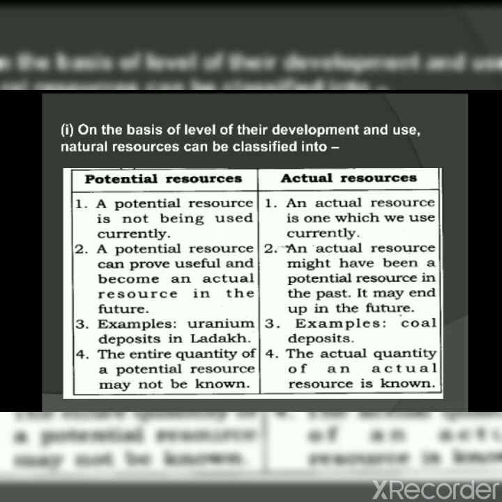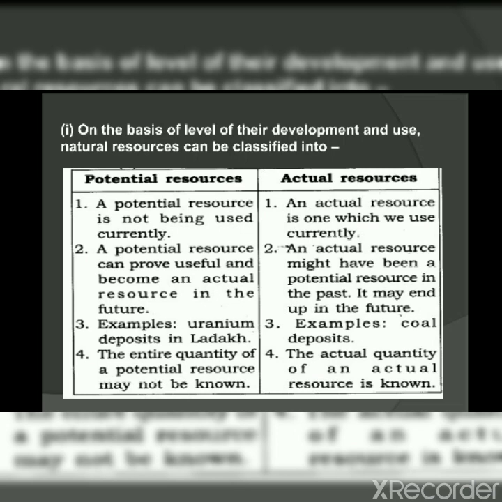That means, children, potential resources we are not using right now, but they can prove more useful in the future, when we start using them. But actual resources, which we are using at present, might have been potential resources in the past. That means we might not have been using them earlier, and they may end in the future. We will not get these resources in the future.